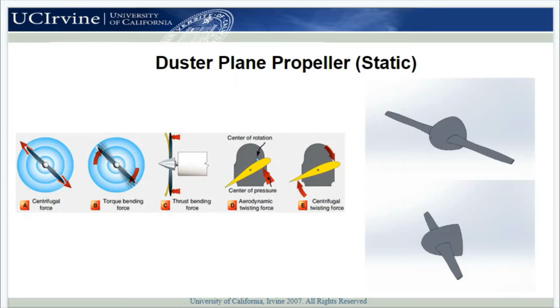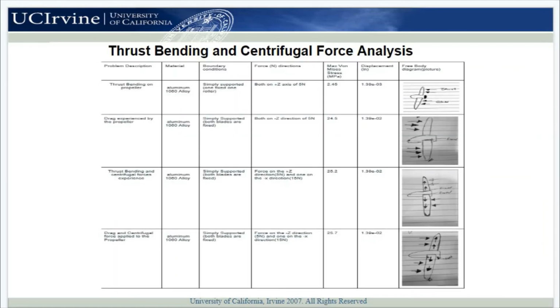There are 5 key forces that an airplane propeller can experience. The propeller can experience centrifugal, torque bending, thrust bending, aerodynamic twisting, and centrifugal twisting forces. For the propeller, we developed 2 main static analyses in which we compared different scenarios that the propeller can experience. For the thrust bending analysis, we performed a static study in the positive C direction of 5 newtons. To further analyze the propeller, we applied a boundary condition of a fixed geometry to the blade touching the base and let the other part of the blade be a roller.